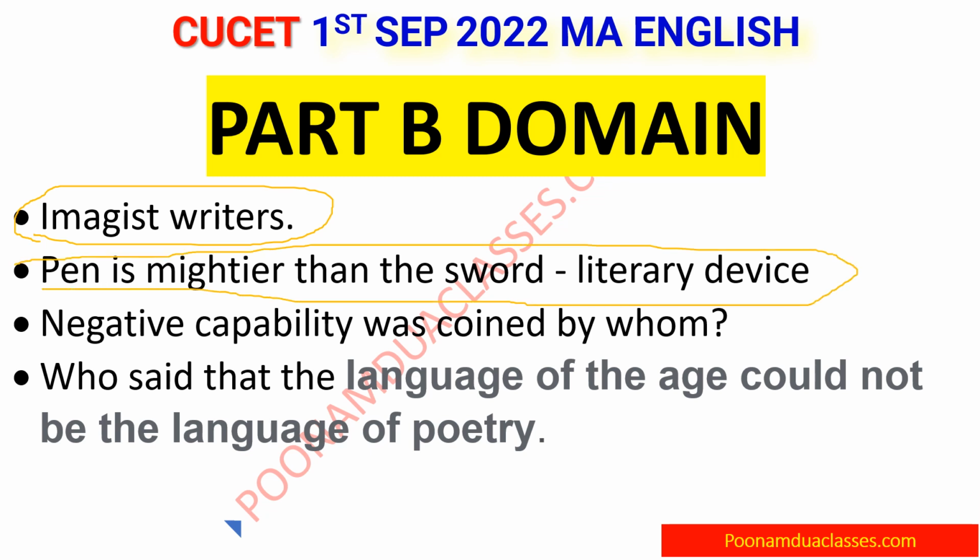The pen is mightier than the sword: this is metonymy. Negative capability, the concept given by W.B. Yeats, and who said that the language of the age could not be the language of poetry? Very famous quote by Gray.